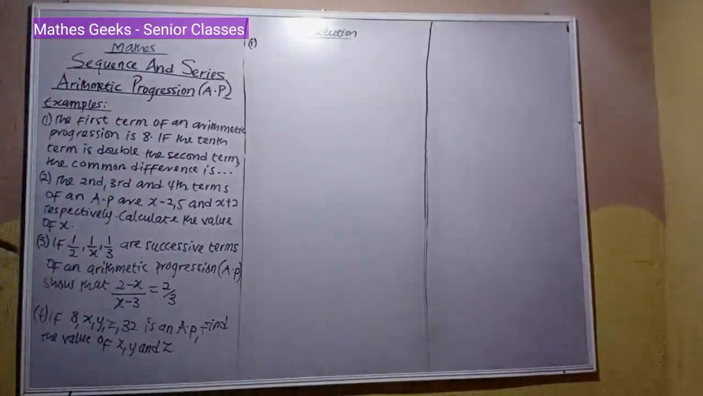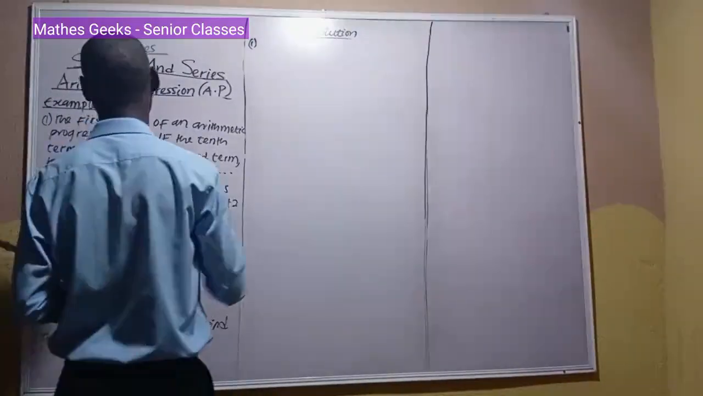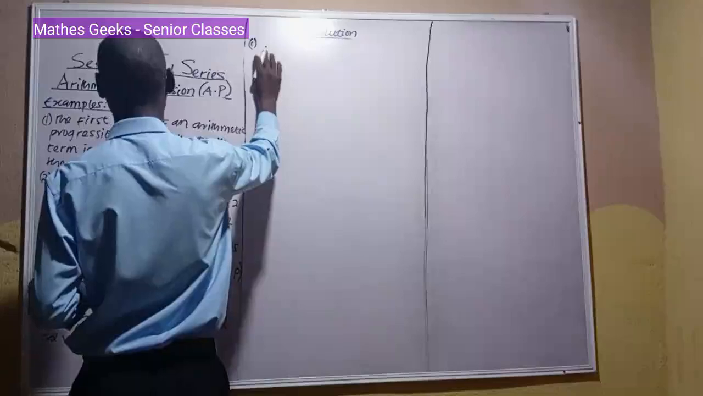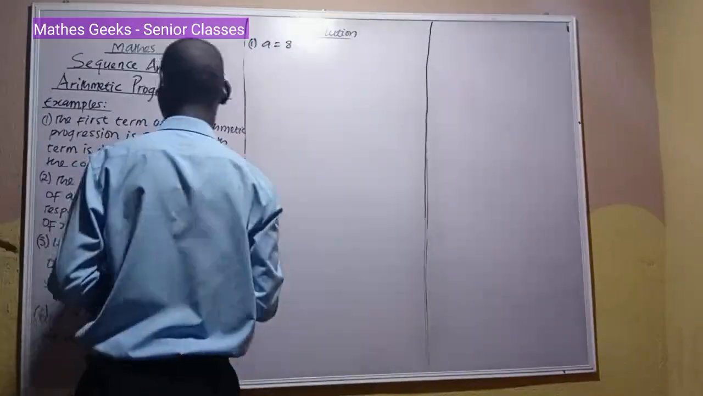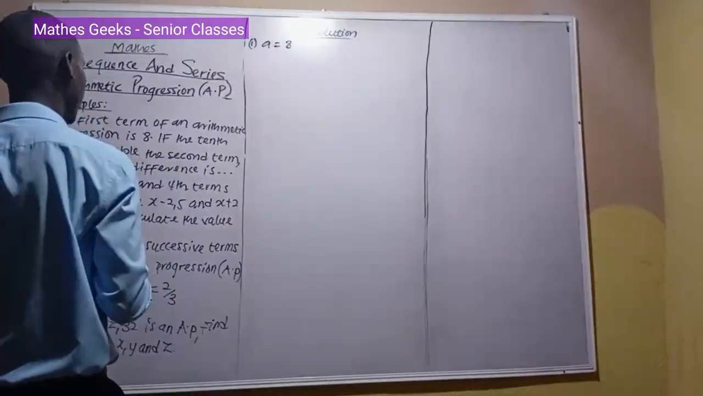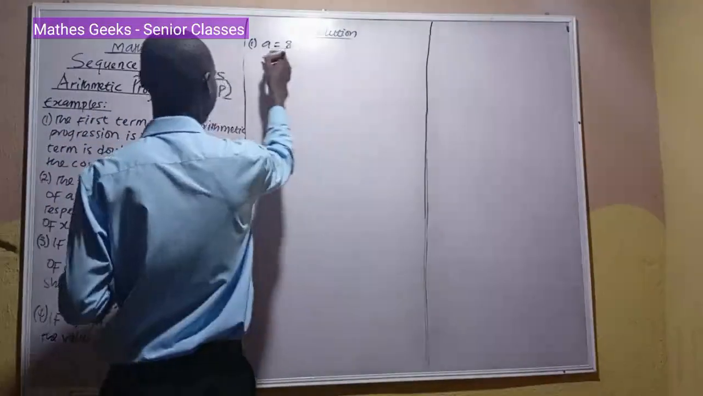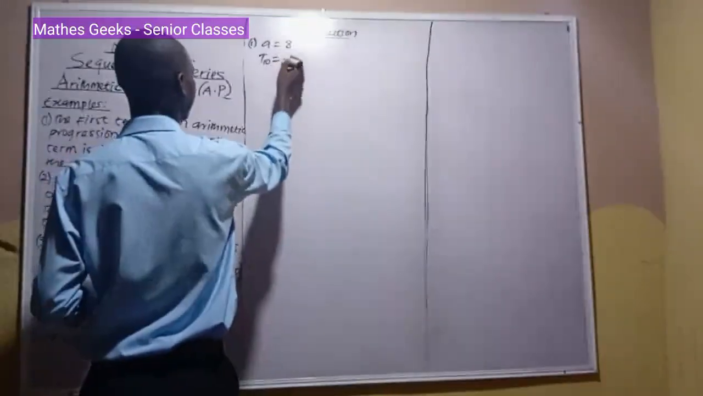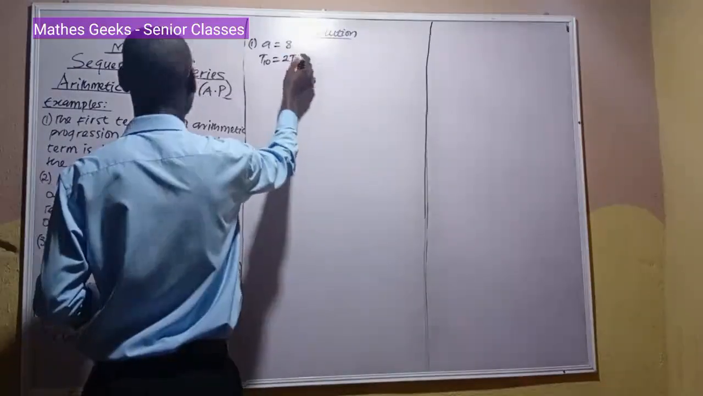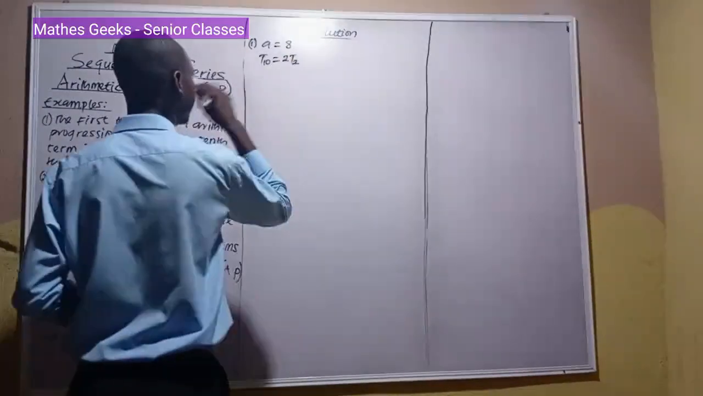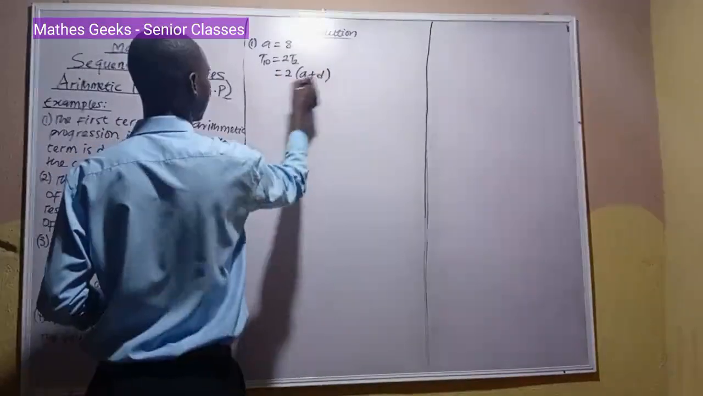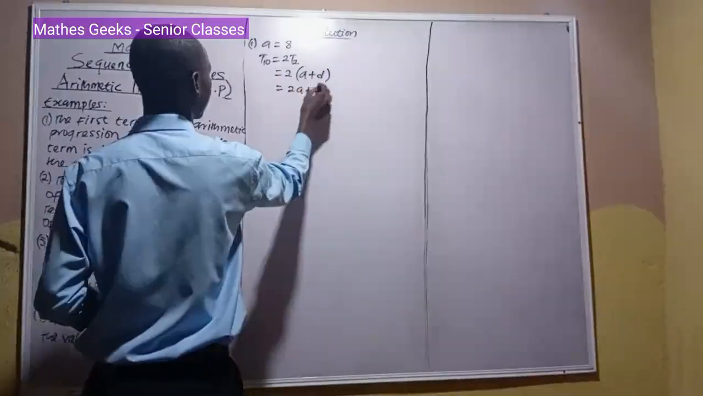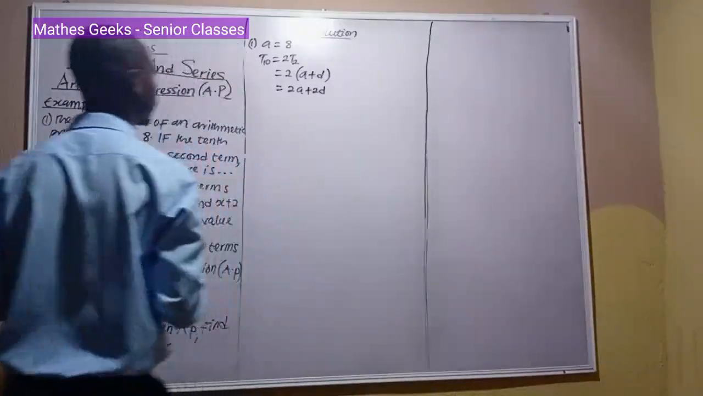Well, the first term of an arithmetic progression is 8. If the 10th term is double the second term, so first term A is equal to 8. So if the 10th term is double the second term, T10 is equal to 2 times T2, which is equal to 2 times (A plus D). That equals 2A plus 2D. So that's the 10th term.